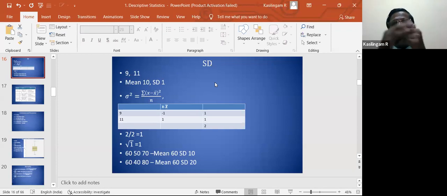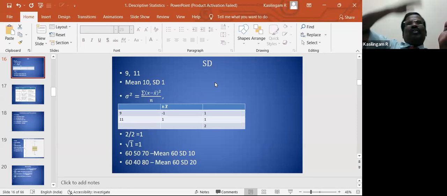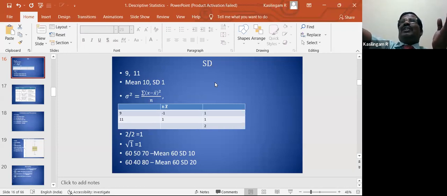Now, standard deviation is the deviation from the mean, right? That is the standard deviation: how the data is deviating from the mean. You will be having many data, hundreds and thousands of data, so there will be only one mean. For each data there will be some deviation. Here there are two data, so there will be two deviations. We want to find out the average deviation.